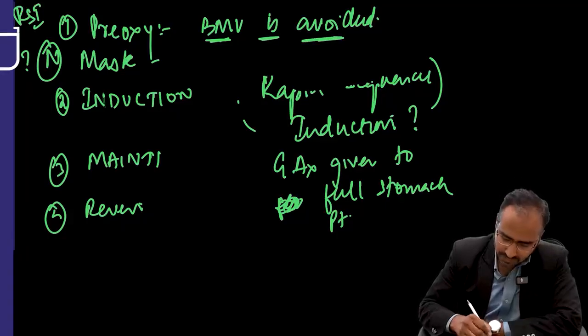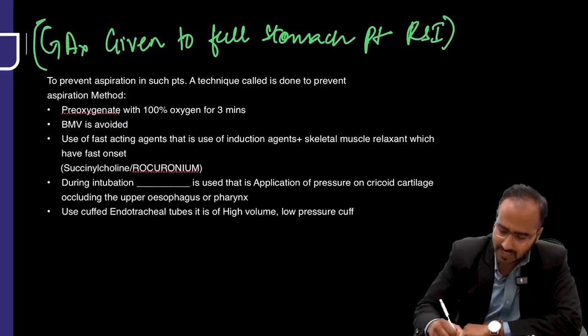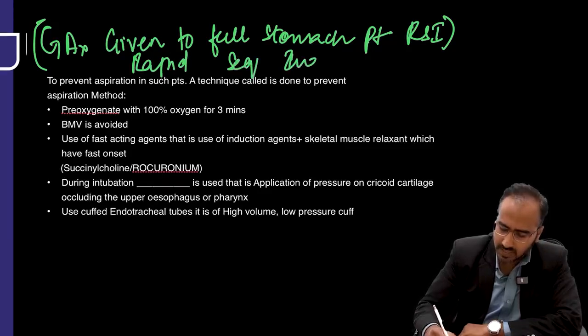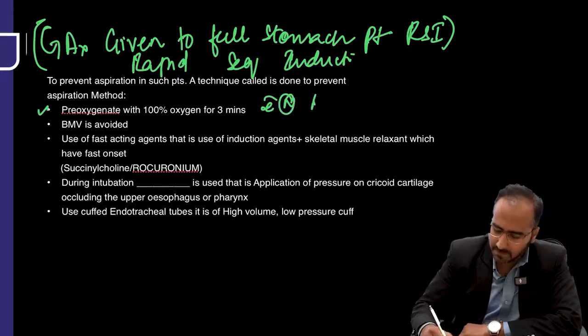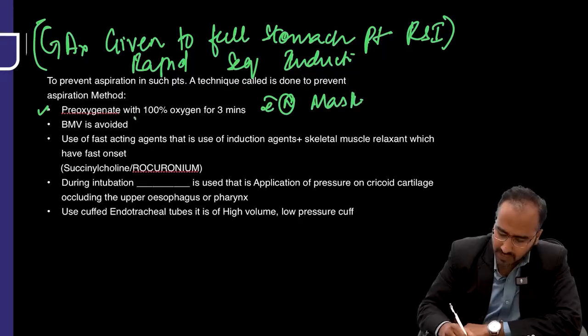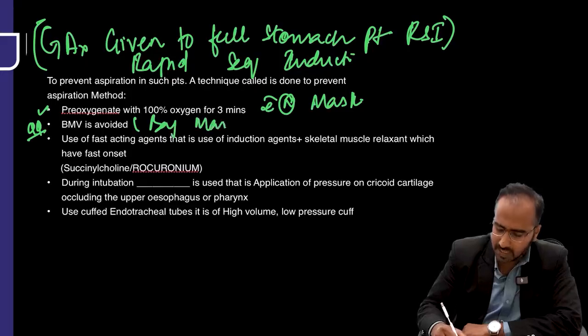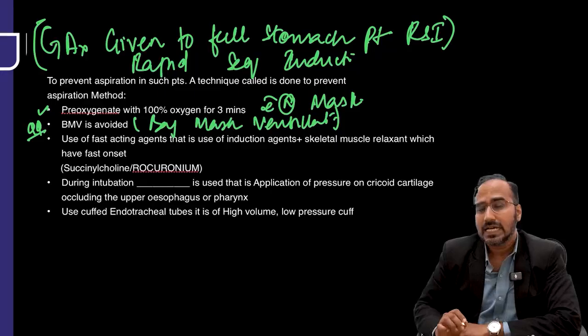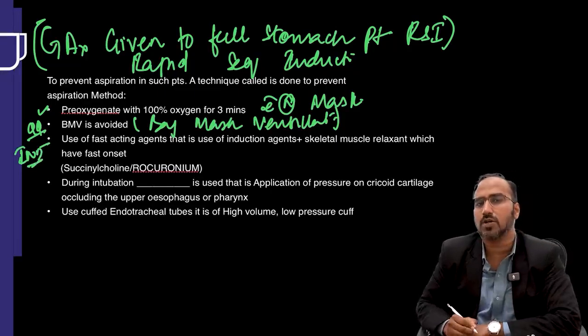So general anesthesia given to a full stomach patient is called RSI, rapid sequence induction. In rapid sequence induction, first we give pre-oxygenation with a normal mask. What is avoided? BMV, bag mask ventilation, is avoided. Very, very important. Then we go into the induction phase.